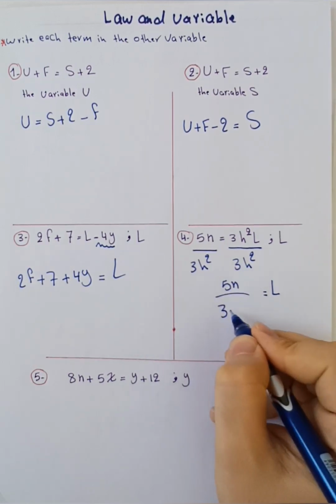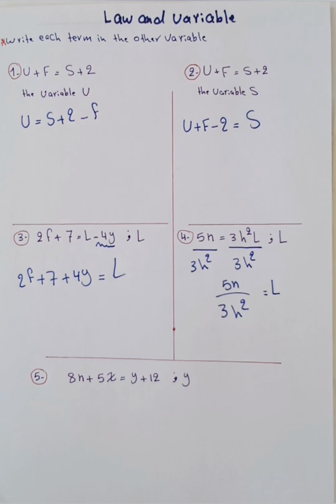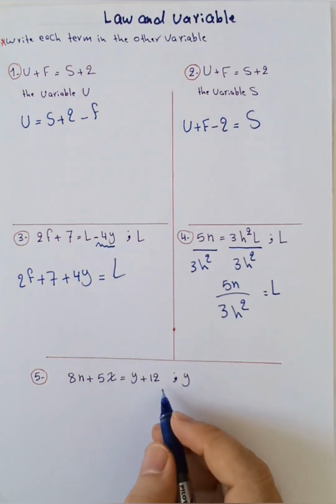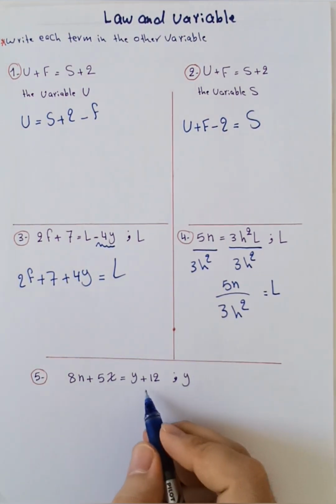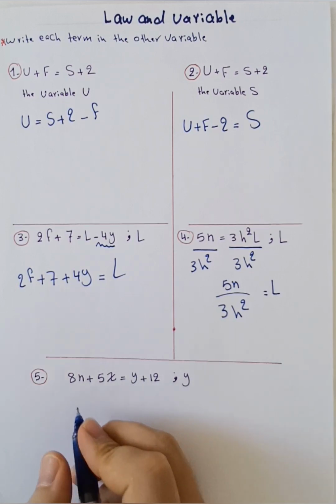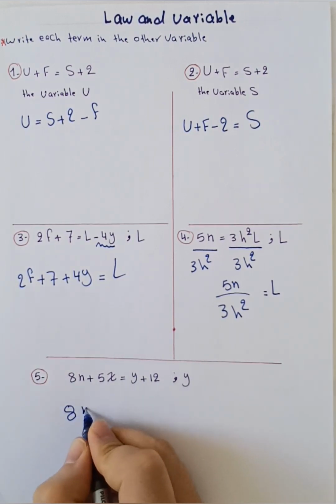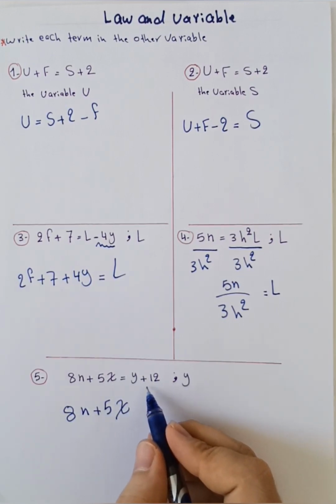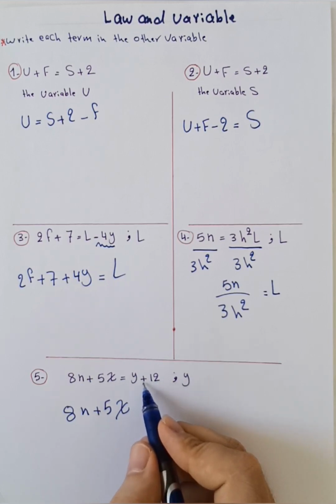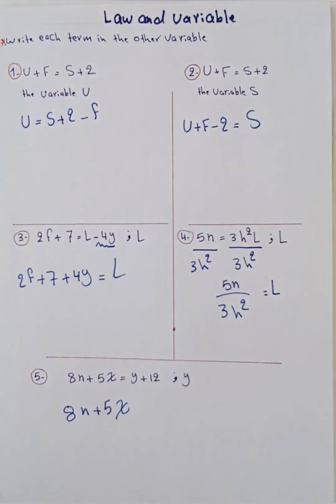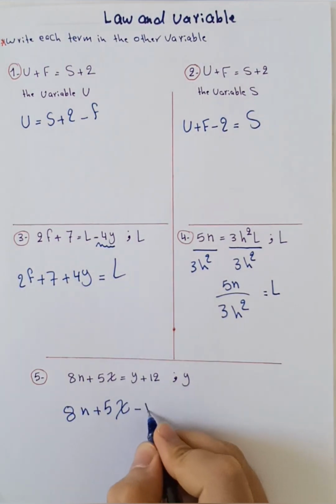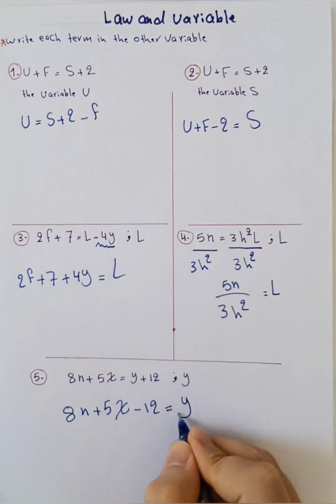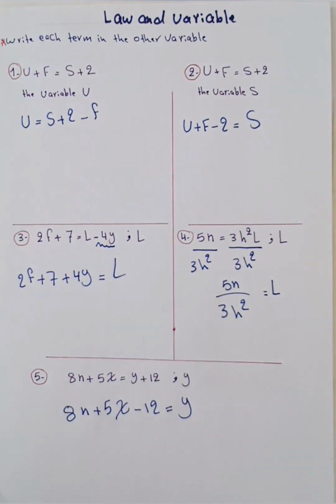Example number 5, we have this equation, and we have to make the variable y stay alone. So we can write 8n plus 5x. We have to change the place of constant positive 12 to the left side. Positive 12 becomes negative 12 equal to y. So y equal to 8n plus 5x minus 12.